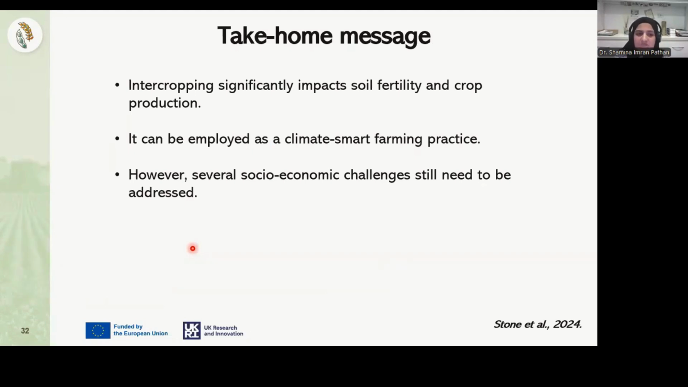However, we still found many social and economic challenges. The most complex challenge is the harvesting. How to harvest 2 plants together, how to separate them, and how to sell these products. But we made some progress in this. So I think in future we will also have a solution at the social and economic level for adopting this intercropping practice. So that's it.